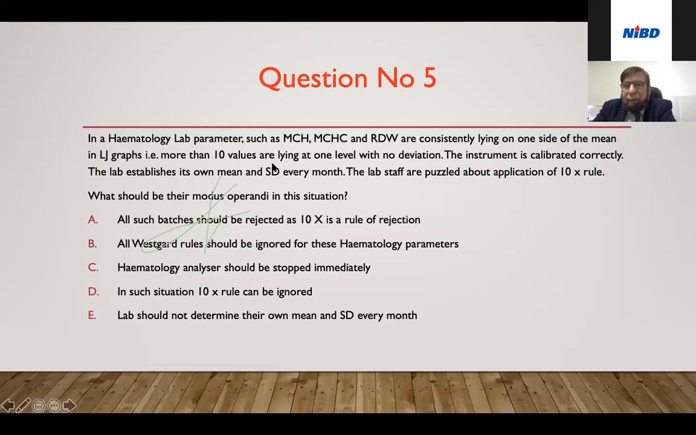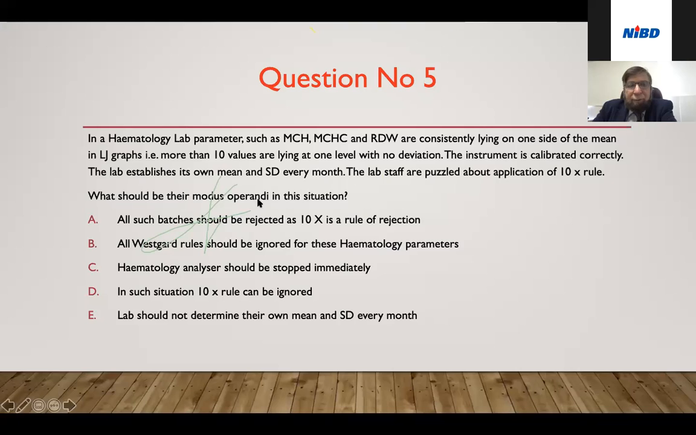The instrument is calibrated correctly. The lab establishes its own mean and SD every month. This is very important: it doesn't follow a fixed mean and SD. Every month, the mean and SD are changing. And I should also add that there are no complaints from the clinicians of low hemoglobin, no complaints of wrong tests. Lab staff are puzzled about the application of the 10x rule.